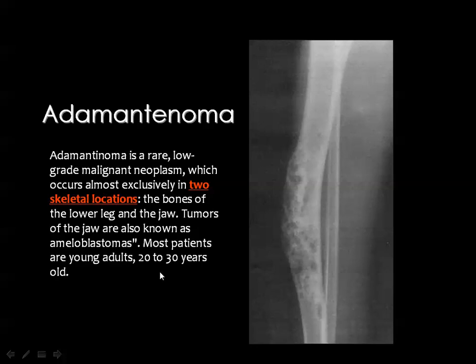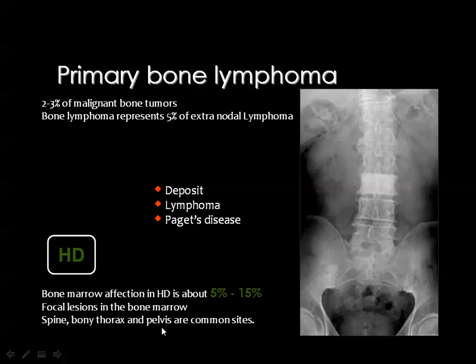The age incidence is about 20 to 30 years old. Then we came to the primary lymphoma of the bone, and you remember that I have said if you are confronted by a solitary sclerotic vertebra, think of deposit, lymphoma and Paget. You can exclude Paget by the appearance or the size of the vertebra. If it is similar to the vertebra above or below, then you know that this is not Paget, and you think of deposit or lymphoma.